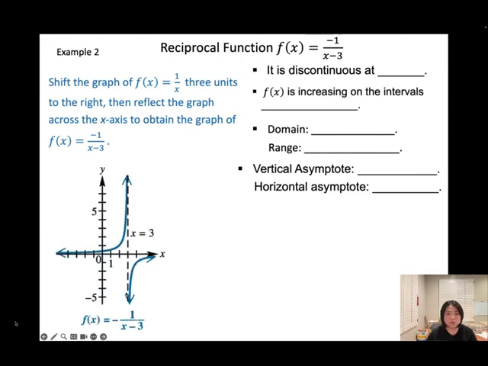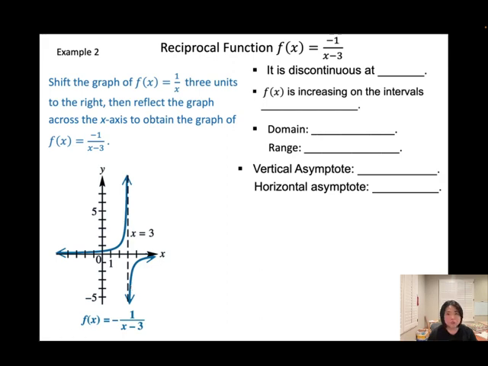So you should have the graph like this. Shift the whole graph to the right 3 units. So before, we do have x equal to 0 as an asymptote. When you shift 3 units to the right, that will become x equal to 3. Okay?